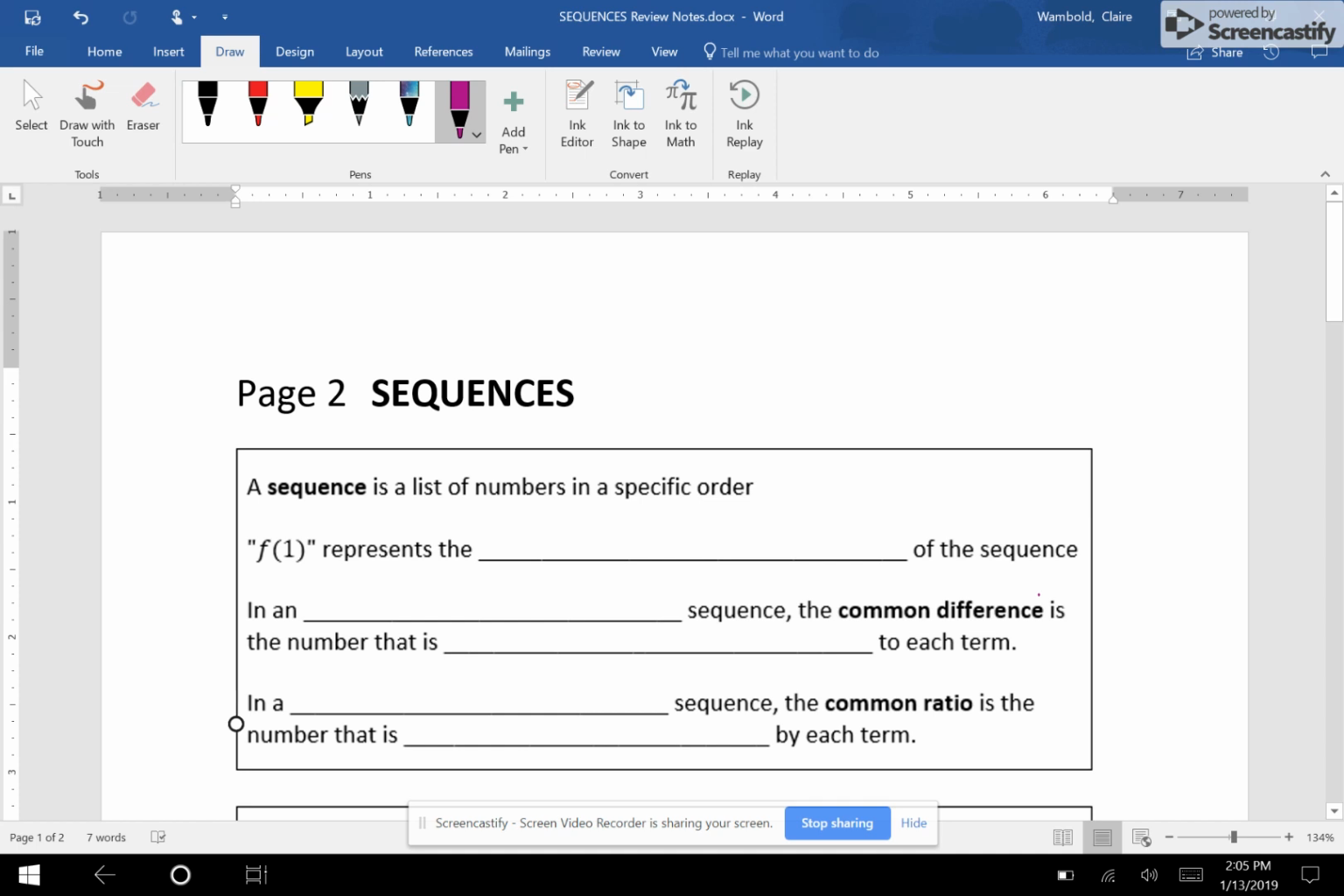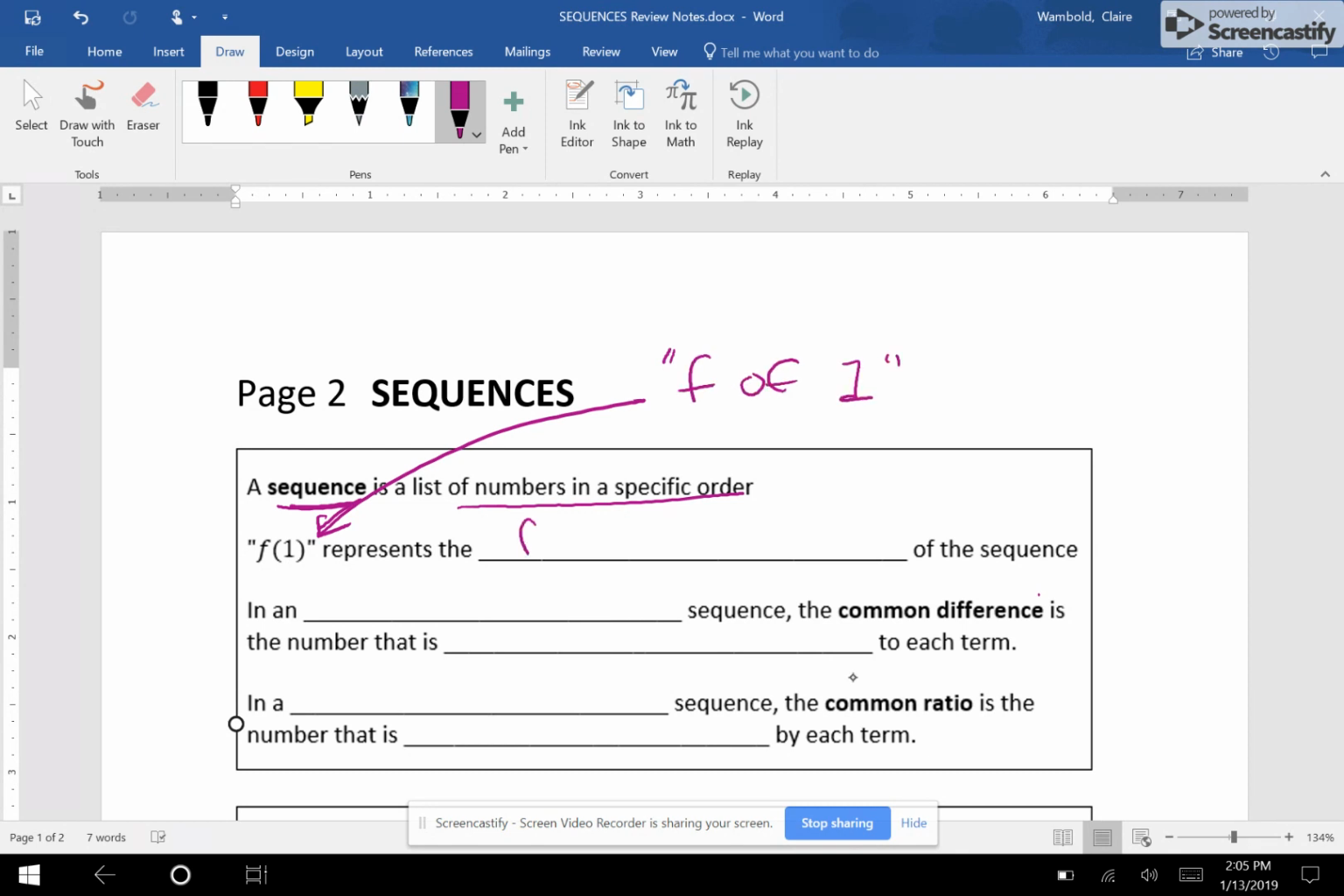All right, so we're on page 2 of our review booklet. This is Unit 1, Sequences. So you reviewed sequences a little bit last week. Remember that a sequence is a list of numbers in a specific order. So this phrase right here, remember this means f of 1. That's how we're going to read that.